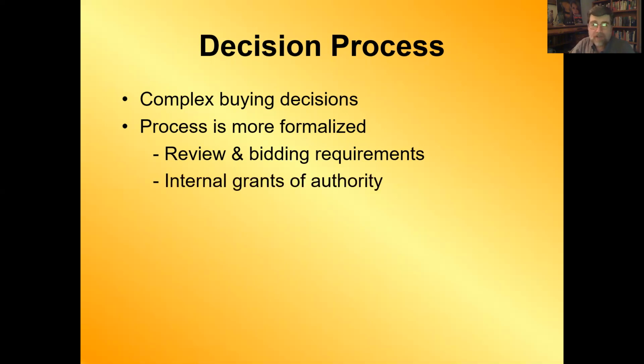There are internal grants of authority. I think I mentioned this earlier. At one company, I had a $25,000 grant of authority. That meant I could purchase up to $25,000 worth of goods or services. Not that it would be unchallenged, but I could do it under my authority. It would still be checked later on. If I wanted to buy more, I would have to get a signature from somebody higher up.